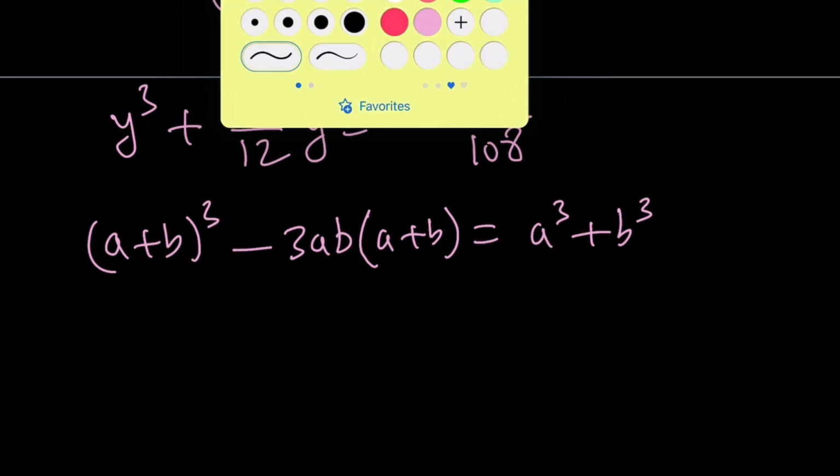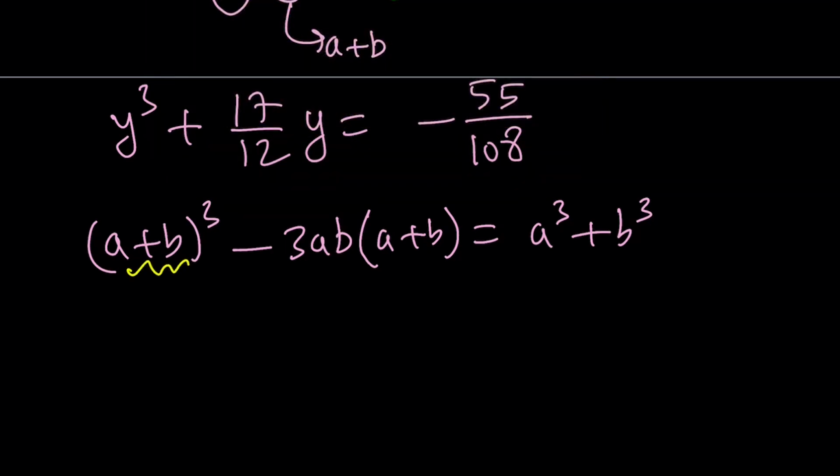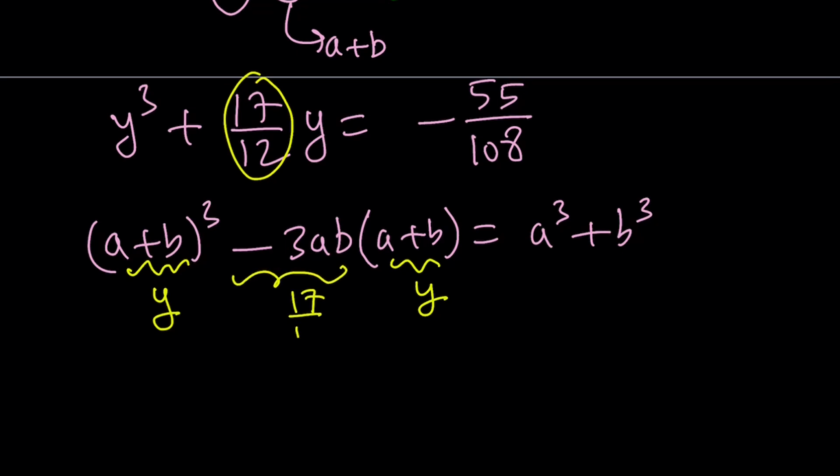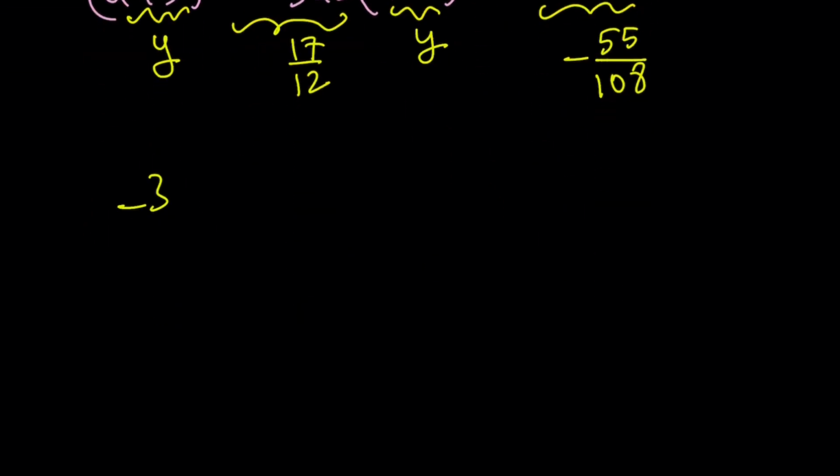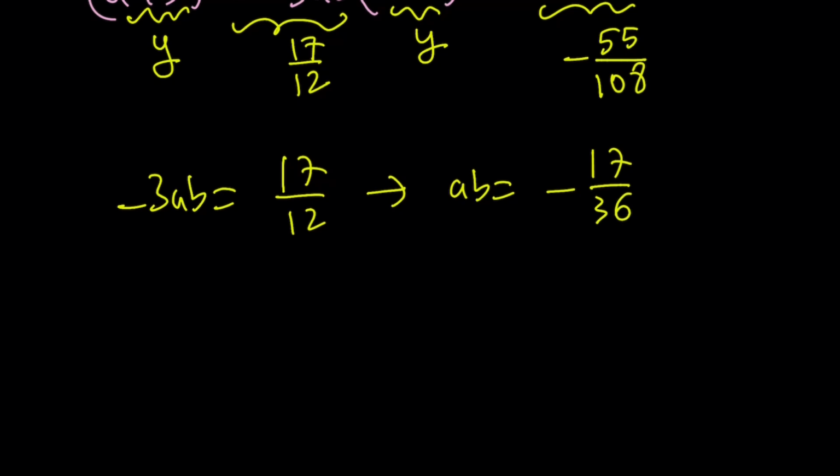And now we're going to compare these two equations. Remember, a plus b is y, so this is y and this is y. And the coefficient of y here is 17 over 12, which should equal this number. And the constant on the right hand side is this number, which should equal this quantity. All right? So from here we get the following: negative 3ab equals 17 over 12, which means ab is equal to negative 17 over 36. And this means a cubed plus b cubed is equal to negative 55 over 108.